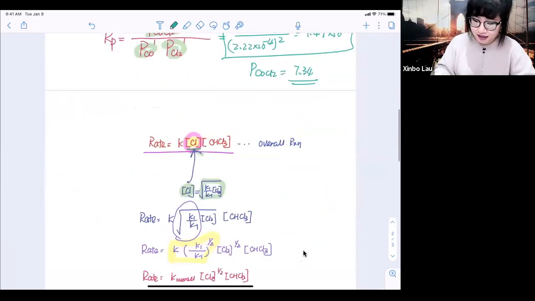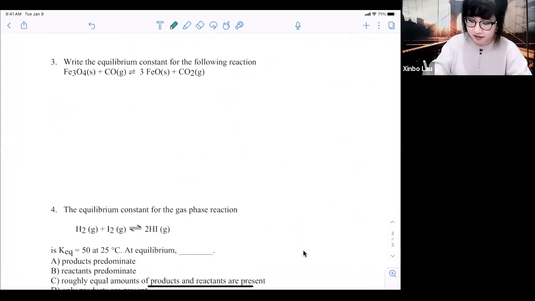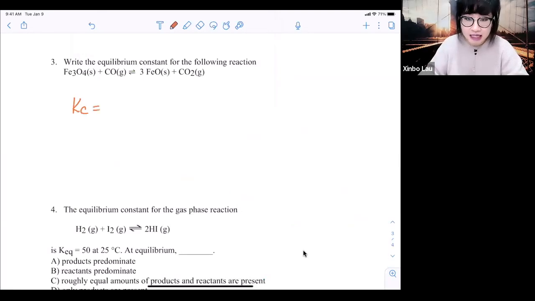Now let's look at the next question. I ask you to write the equilibrium constant for the following reaction. So let's do Kc. If I ask you to express Kc for this reaction, very good. The first thing you should recognize is that this is a heterogeneous equilibrium. Okay, so that's what I have.